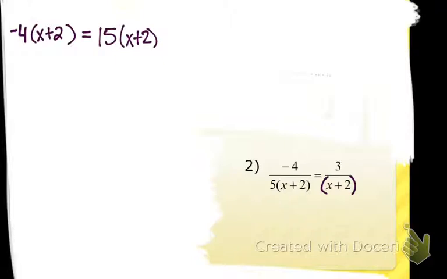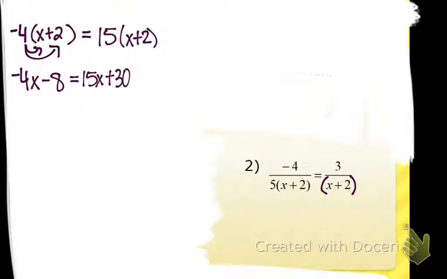What do we need to do next? Distribute. So what do I get? Here, 4x plus -8, or we could just write it as -8. Yeah. What's on the other side? 15x plus 30.